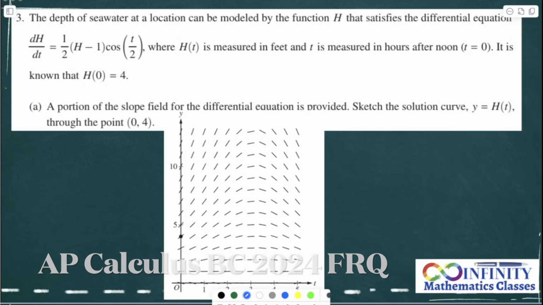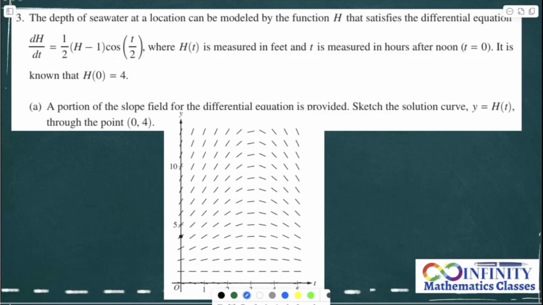The depth of seawater at a location can be modeled by the function h that satisfies the differential equation dh over dt given to you, where h(t) is measured in feet, t is measured in hours after noon. Time t equals 0 is noon, that means it is starting from 12 o'clock. It is known that h(0) is 4. Perfectly okay.